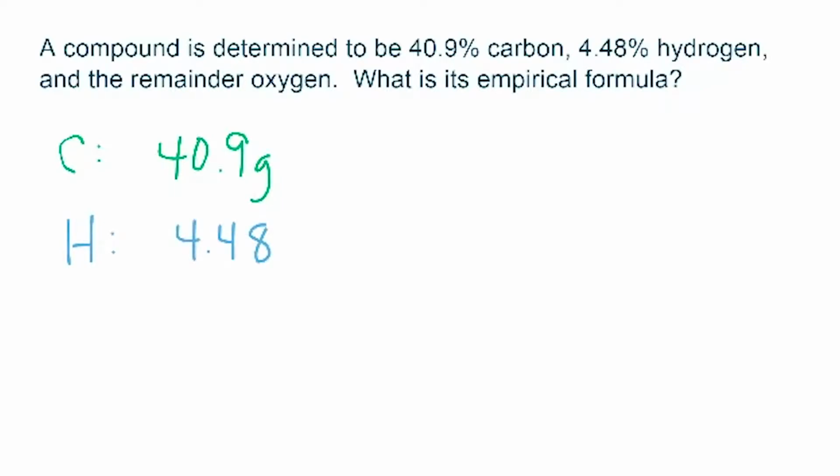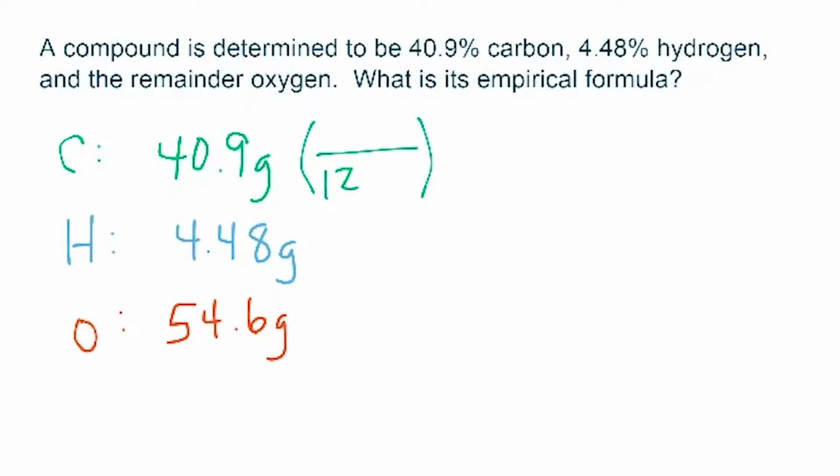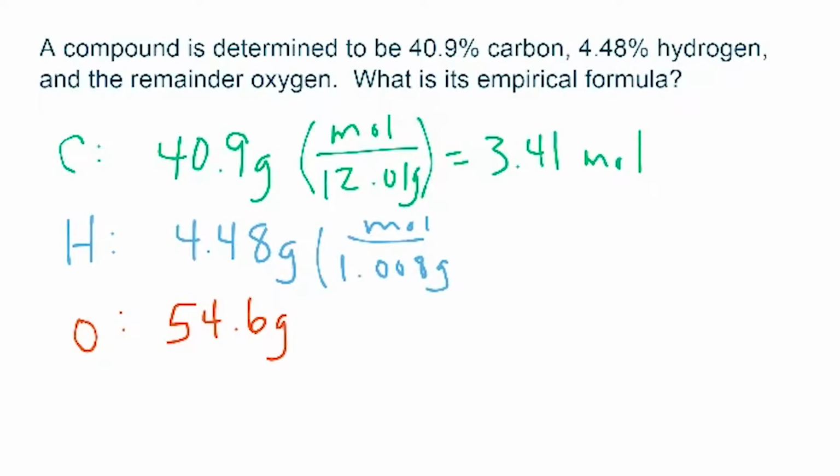And of course, we can see that they didn't give us the percentage for oxygen, so we need to get the percentage for oxygen by subtracting the percentage of carbon and hydrogen from 100%. This gives us a mass for oxygen of 54.6 grams. Again, we need amounts in moles, not in grams, so we're going to use the molar mass, which is 12.01 grams per mole for carbon, which gives us 3.41 moles of carbon. We use the molar mass for hydrogen, 1.008 grams per mole, which gives us 4.44 moles of hydrogen.